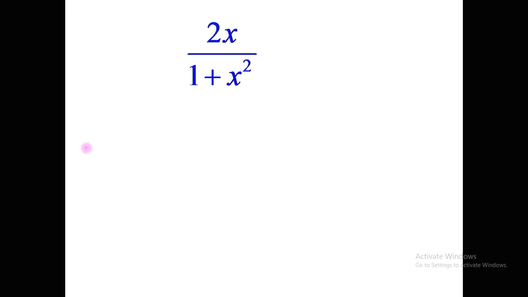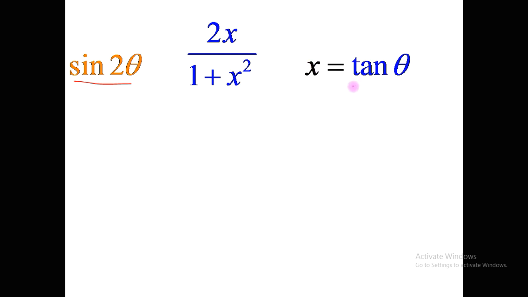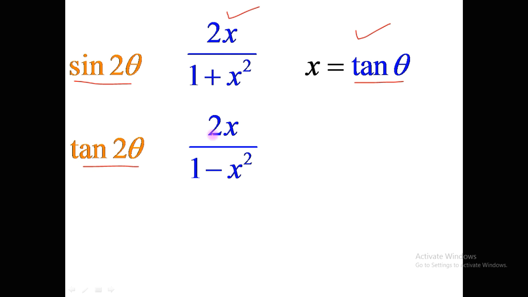Now this is the form 2x upon 1 plus x square. You may recall from 11th standard that this takes the form of the formula for sin of 2 theta. Sin of 2 theta was 2 tan theta upon 1 plus tan square theta. So it is quite clear that x should be tan theta in such a case. If this is the form, this is the substitution. And if it is a minus, it will be the formula for tan of 2 theta. So 2 tan theta upon 1 minus tan square theta is nothing but tan 2 theta. That is why I will substitute x is equal to tan theta in this case also.